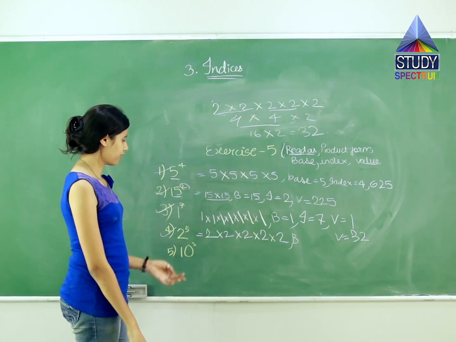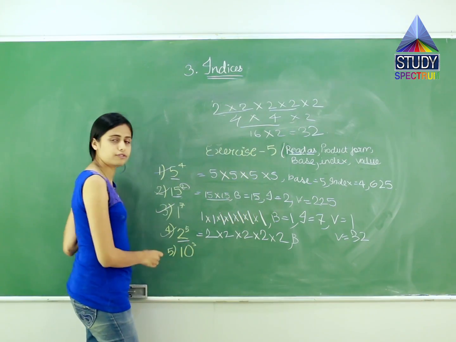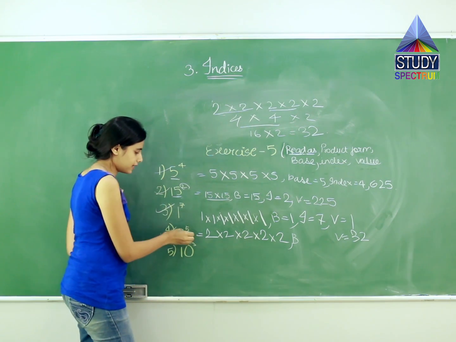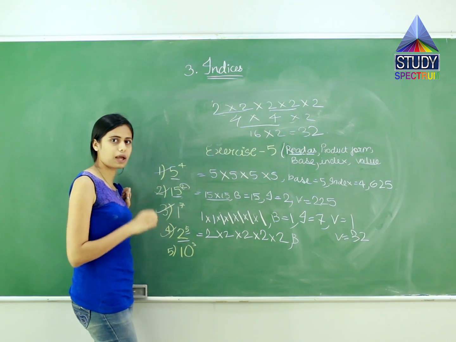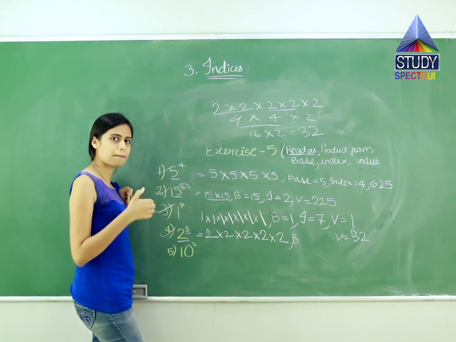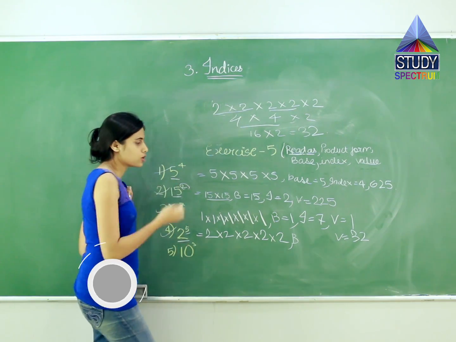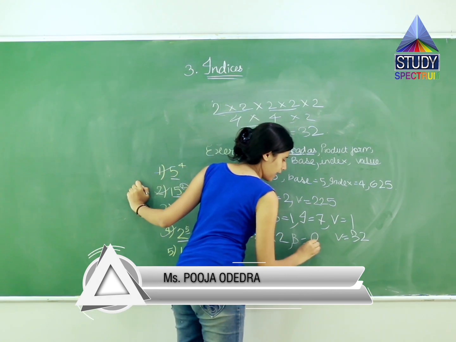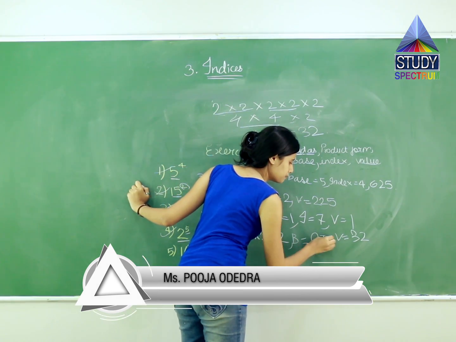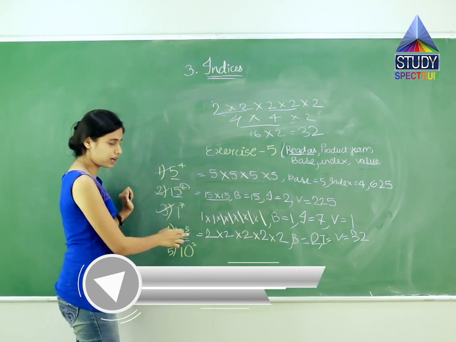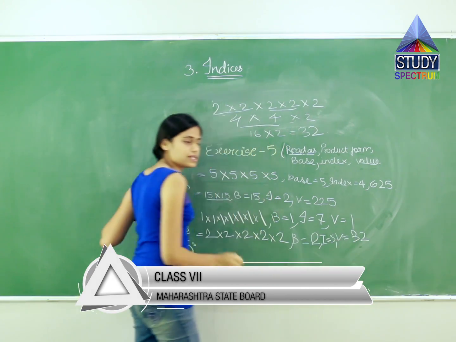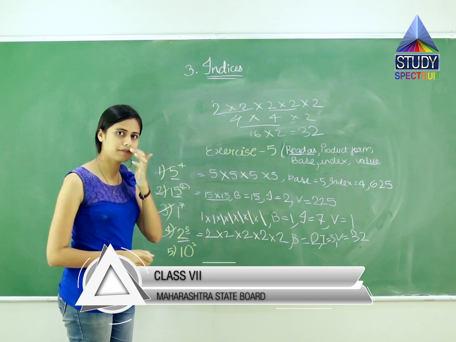Now over here in the base we have 2. Why 2? Because it is bigger in size and at the bottom. And in the index form we have 5, because it is relatively smaller in size and above the 2, which is above the base. So here, what is the base? Base is 2. And what is index? Look over here, it is 5. And we got the value as 32. So now let us start with the next question.